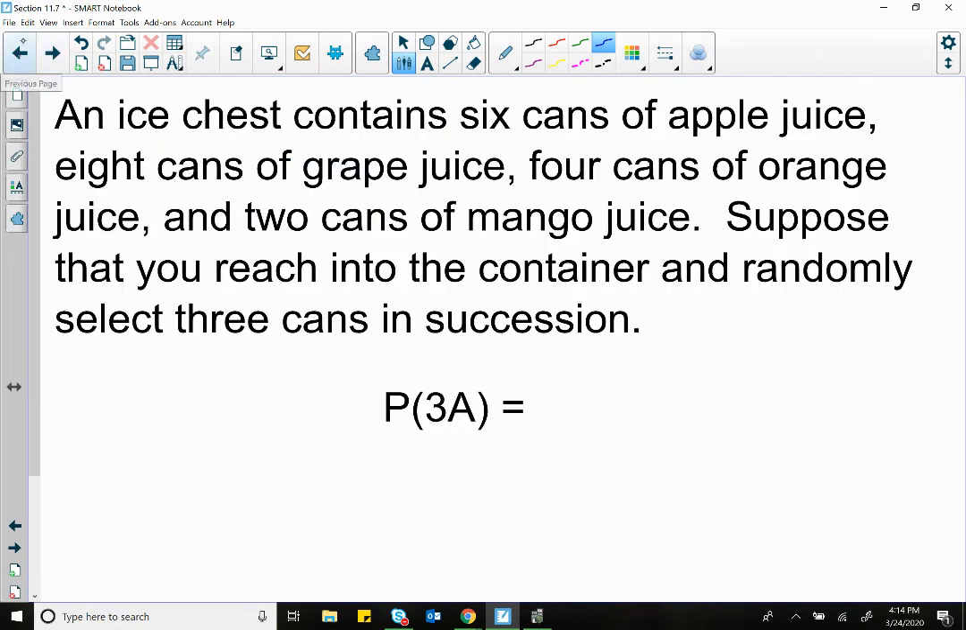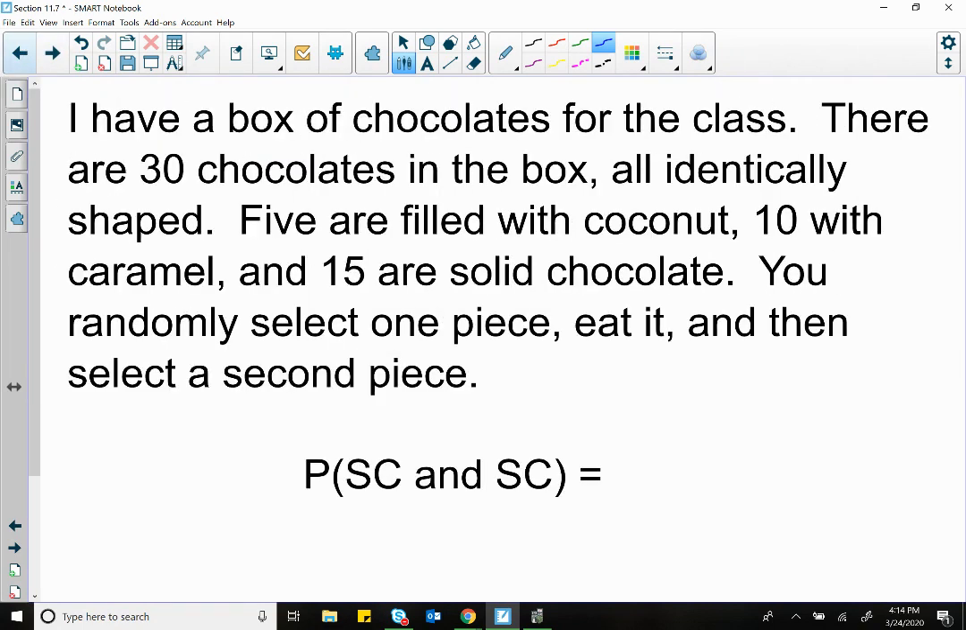All right. So in this example, it says I have a box of chocolates for the class. There are 30 chocolates in the box, all identically shaped. 5 are filled with coconut, 10 with caramel, and 15 are solid chocolate. You randomly select one piece, eat it, and then select the second piece.